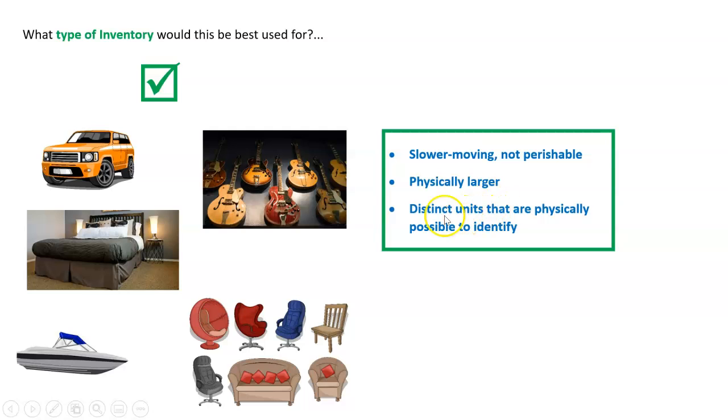And they're also distinct. We might have 2 orange cars, but they'll both have unique number plates, for example. Or 2 beds, they might be slightly different, and different types of guitars you can see here. That's not 1 unit of stock. It's all different colors and stuff. So distinct units that are physically possible to identify. They're the types of inventory that we want to use it for.